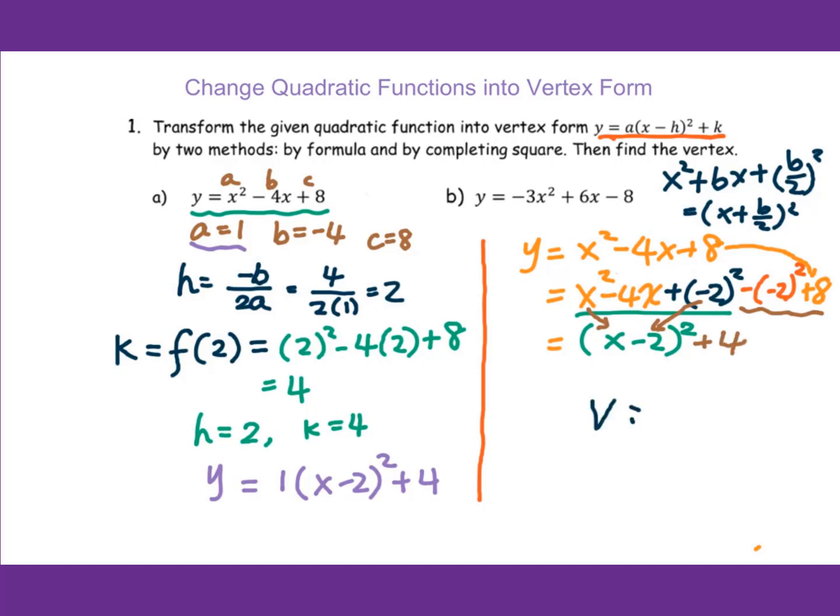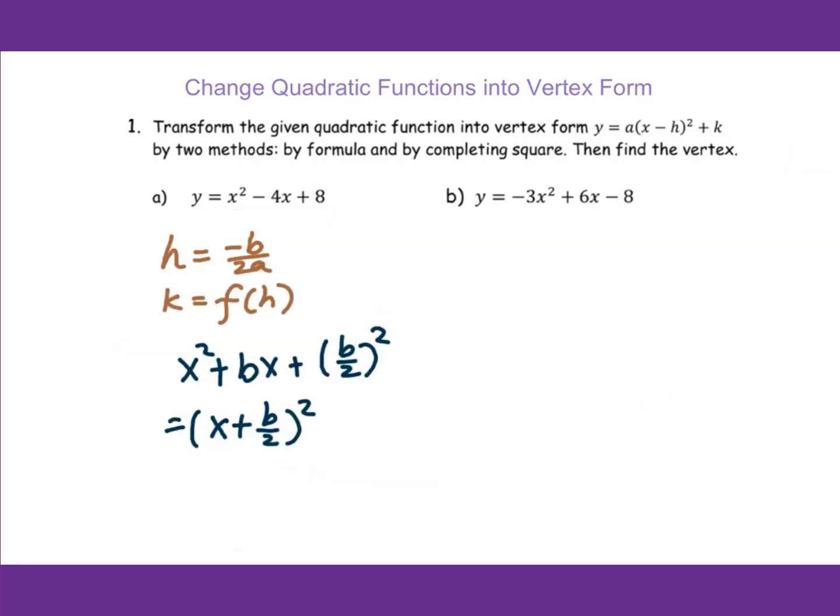For the vertex, whenever we see this square, that means opposite. So I got 2, 4. For the vertex here, still 2, 4, because h, k will be the vertex. Now let's go to B.